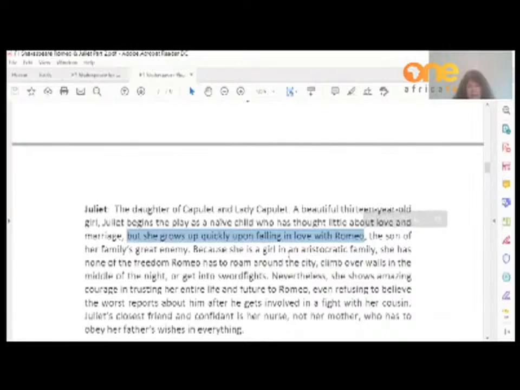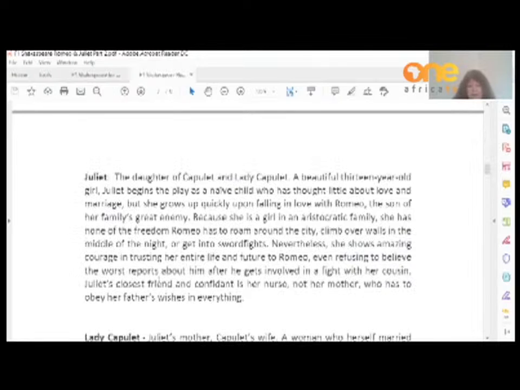Okay? And because she's a girl in an aristocratic family, she has none of the freedom Romeo has to roam around the city, climb over walls in the middle of the night, or get into sword fights like Romeo does. Nevertheless, she shows amazing courage in trusting her entire life and future to Romeo, even refusing to believe the worst reports about him when he gets involved with the fight with Tybalt.